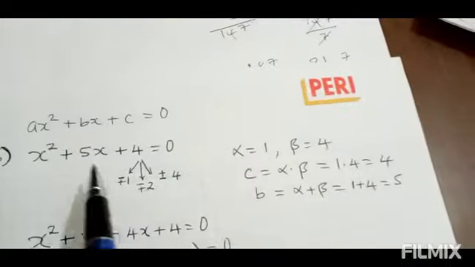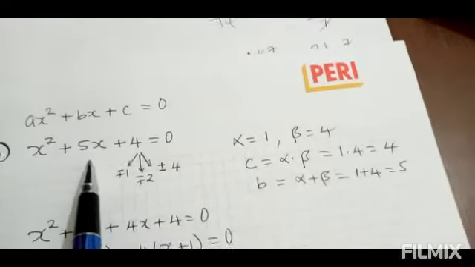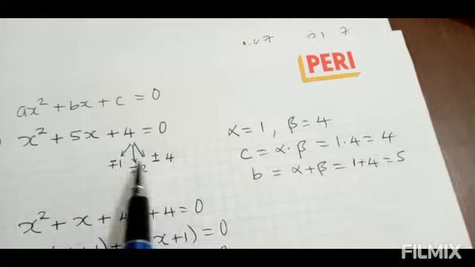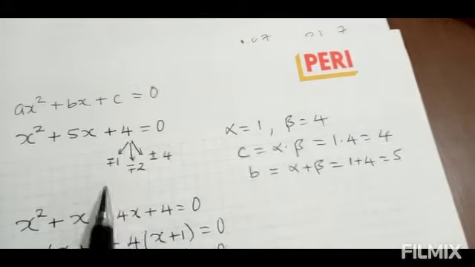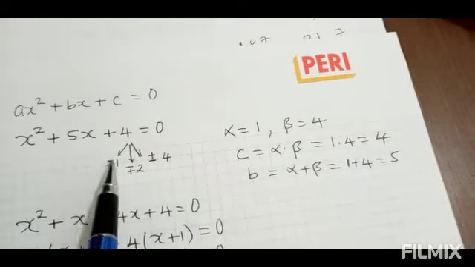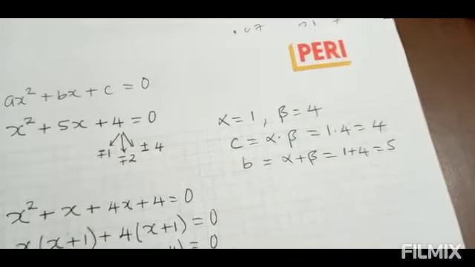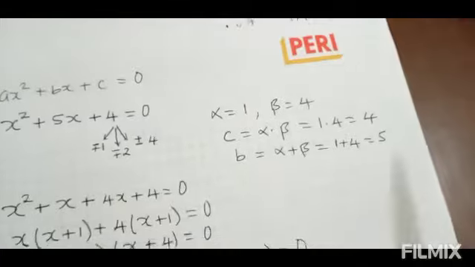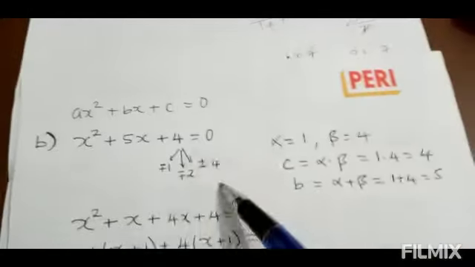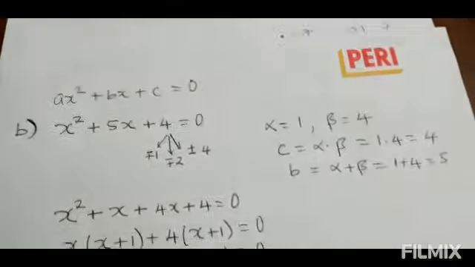This is B. x squared plus 5x plus 4 is equal to 0. So we go and find the factors of 4. Negative 1 and positive 1 go into 4, of course, 4 times. 2 goes into 4, how many times? 2 times. 4 goes into 4 itself, 1 time.